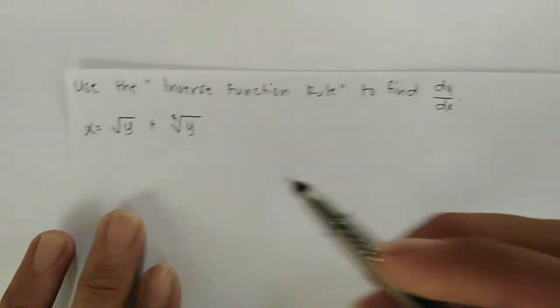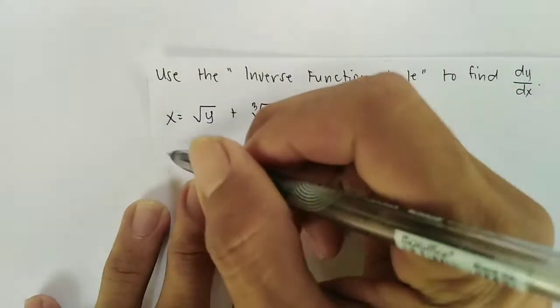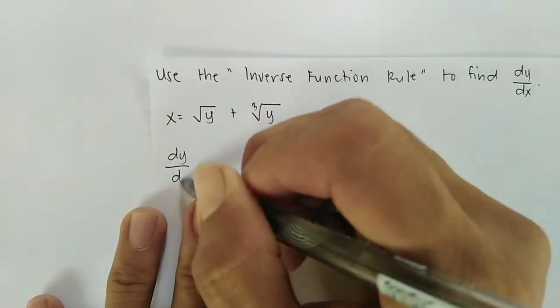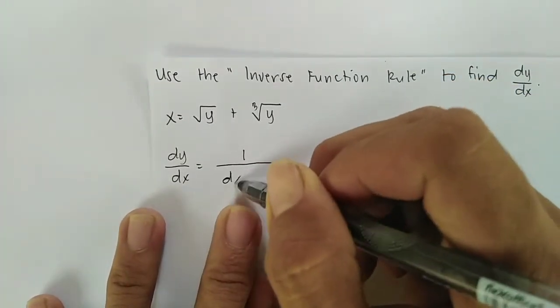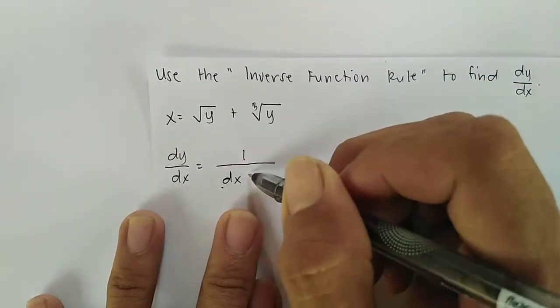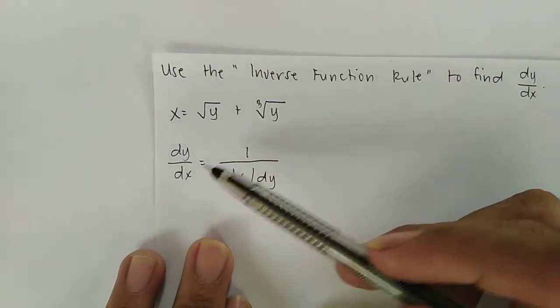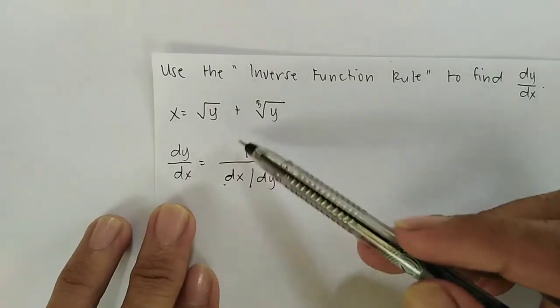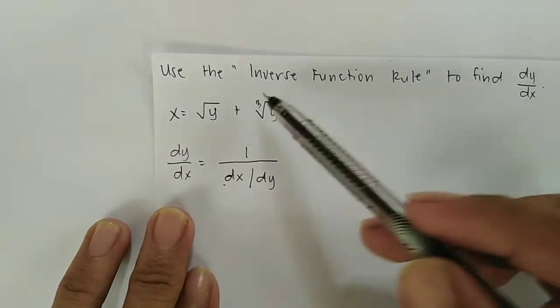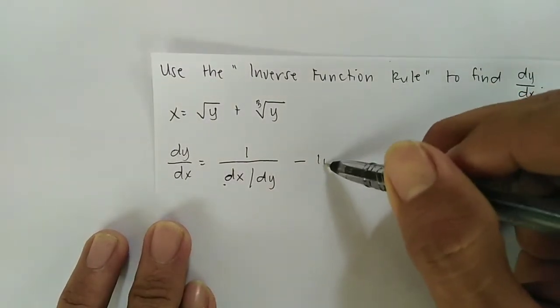So sa inverse function rule, nakasaad doon na derivative of the function y is equal to the reciprocal of the derivative of the function x. That's it. Kapag kailangan nating hanapin ang derivative ng function na ito, kailangan natin gamitin yung inverse function rule. Ang format niya ay ganito. So, ito yung inverse function rule.